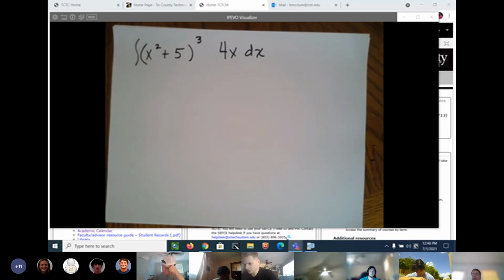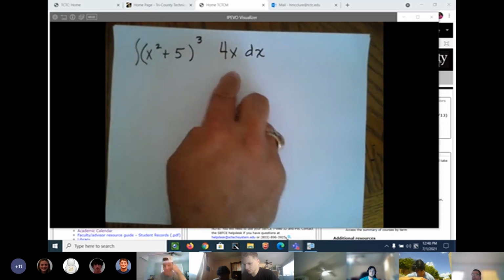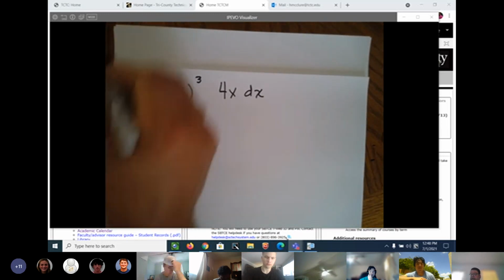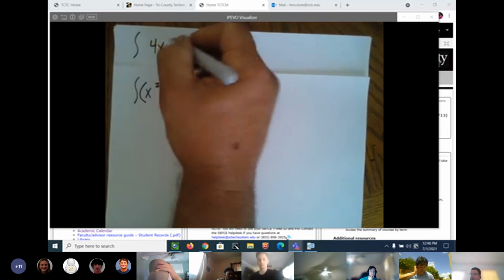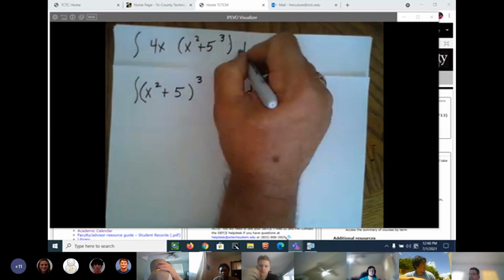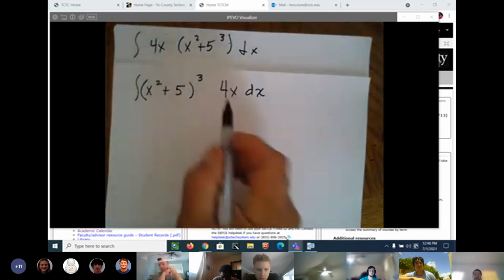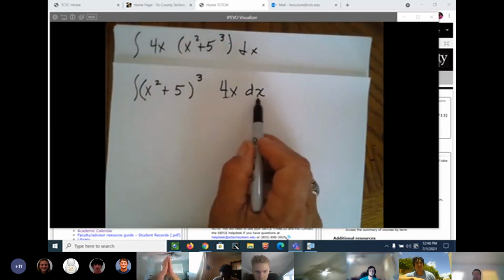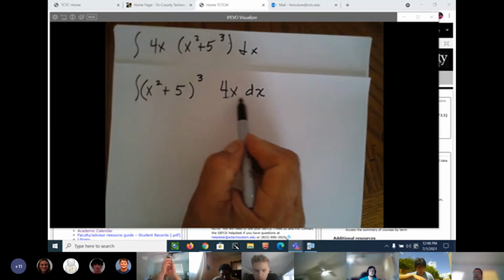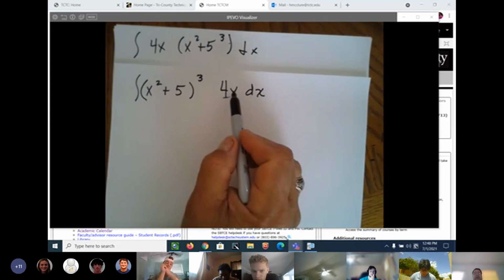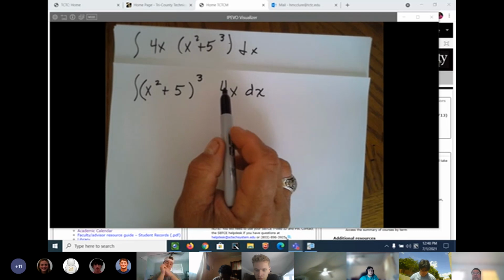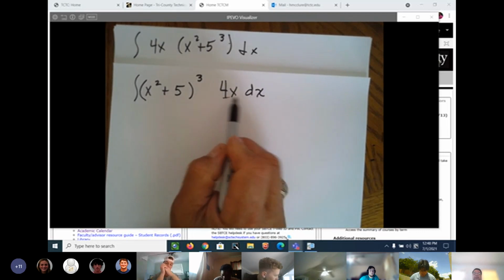Okay, so I've already put the 4x over here. The original problem looked like this. The original problem was the antiderivative of 4x times (x squared plus 5) to the third power dx. And I wrote it like this because I want this together. Now I'm going to tell you something. There's a lot of calculus teachers that do not tell you to do this, and that's why a lot of students don't grab this when they do substitution. Anybody that's had calculus before, it helps to put that 4x right there.